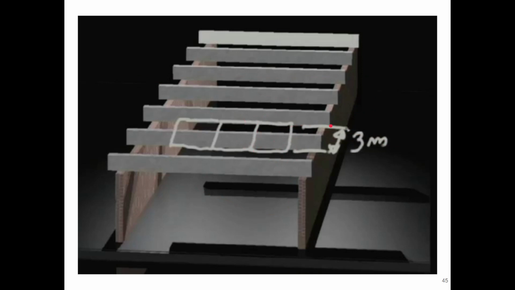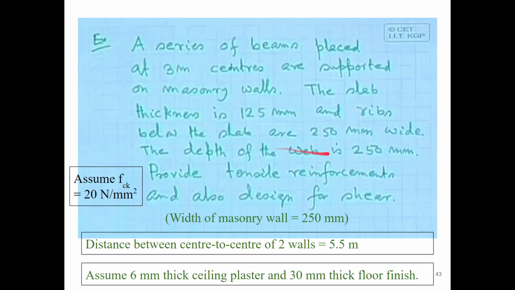Then above that we are placing a slab which has a thickness of 125 mm, and the ribs below the slab are 250 mm wide. Ribs are basically the beam itself, so that beam has a width of 250 mm, or we can say the web has a width of 250.